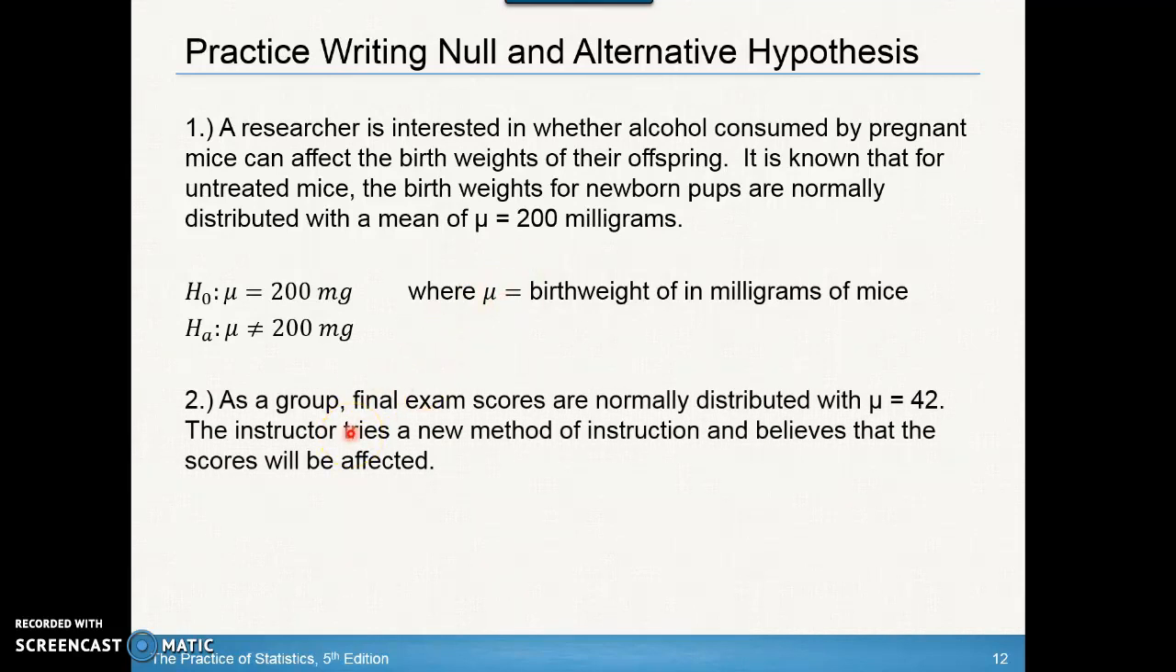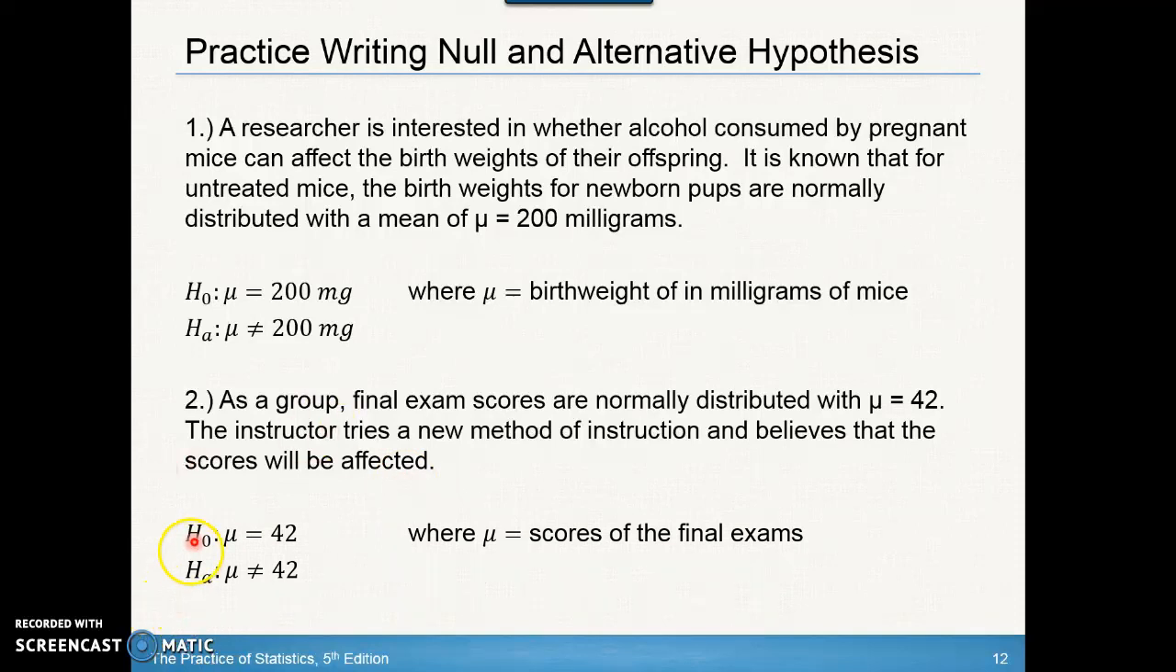All right, so let's take a look at the second one. As a group, final exam scores are normally distributed with a mean of 42. The instructor tries a new method and believes the scores will be affected. All right, so read this carefully, and we know that this is the population. She believes the scores will be affected, but she doesn't know if it's going to make the scores better or if it's going to make the scores worse.